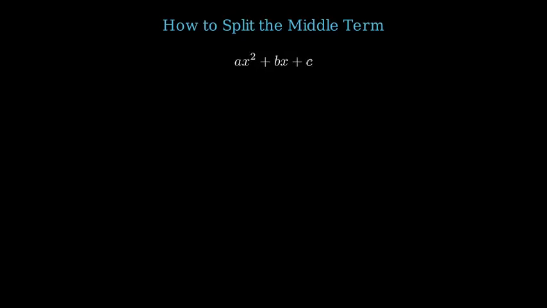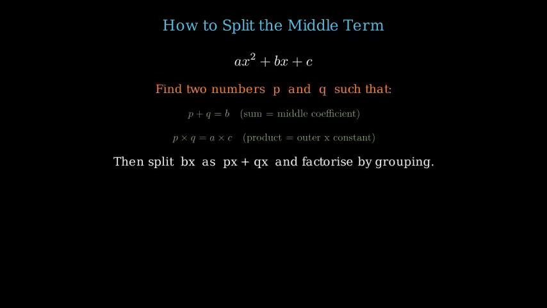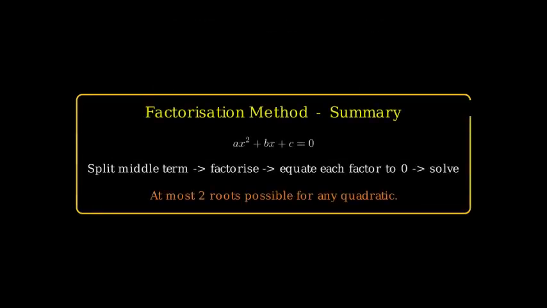The key skill is splitting the middle term bx into two parts, px and qx, such that p plus q equals b, the sum of the two numbers equals the middle coefficient, and p times q equals a times c, the product equals the outer coefficient times the constant. Then we group terms and factorize. Remember, factorization gives us at most two roots for any quadratic equation.